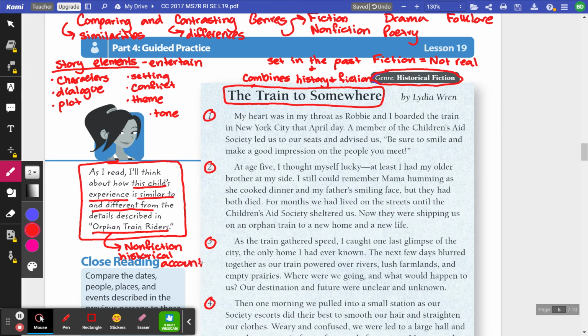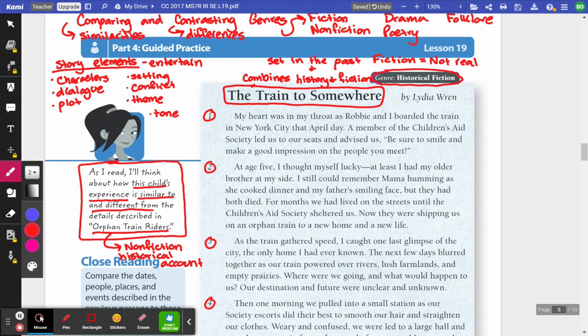And as we read this passage, we're going to see how the child's experience is similar and different. So we're trying to compare and contrast. We're trying to see what's similar, what's different from the passage we have already read.